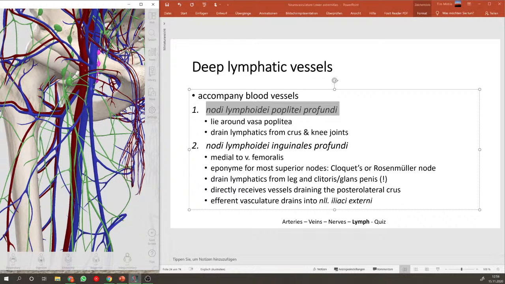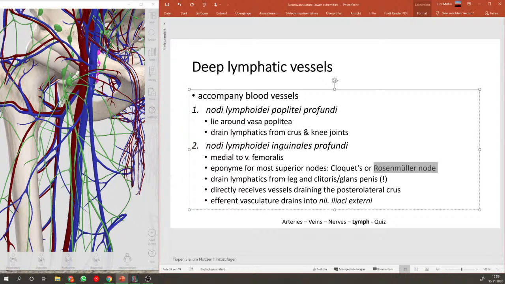An important lymph node here is the Cloquet's lymph node or Rosenmüller lymph node, which is just an eponym, a different name for the deepest of the deep inguinal lymph nodes, usually the one most superior. You can find it between the angle, I don't know, maybe I have a picture here, do I have a picture here? No.